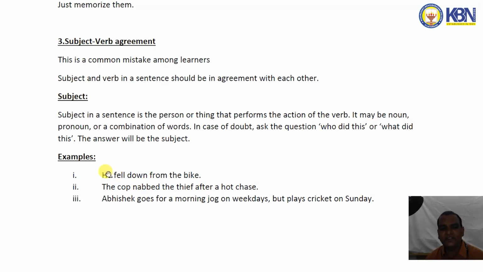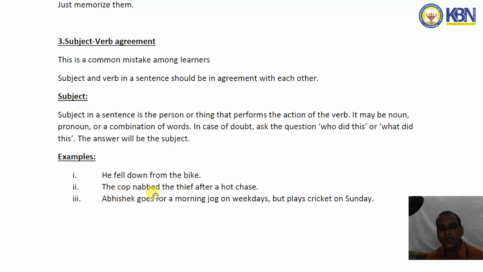Then let us see the first sentence. He fell down from the bike. He fell down. Subject plus V2. Then this is the sentence of simple past tense. The cop nabbed the thief after a hot chase. So subject plus V2. So this sentence is also in past tense. Abhishek goes. Here the sentence is in simple present tense. Here you have to identify that the main thing is he fell.